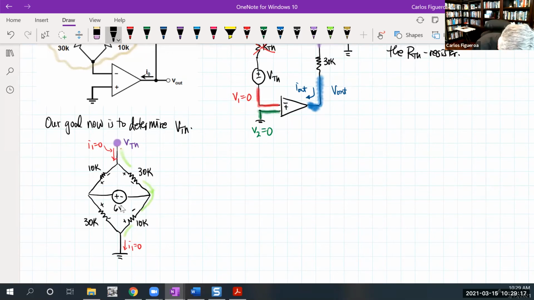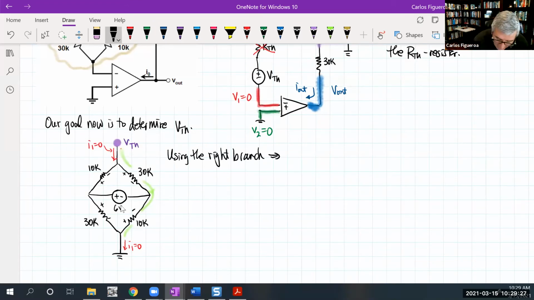Using the right branch, what does that tell us here? Well, I know that the difference between these guys has to be VTH minus 0, right? Because there's the ground right here. So I have the 30K and I have the 10K. Look at the polarity of these guys.